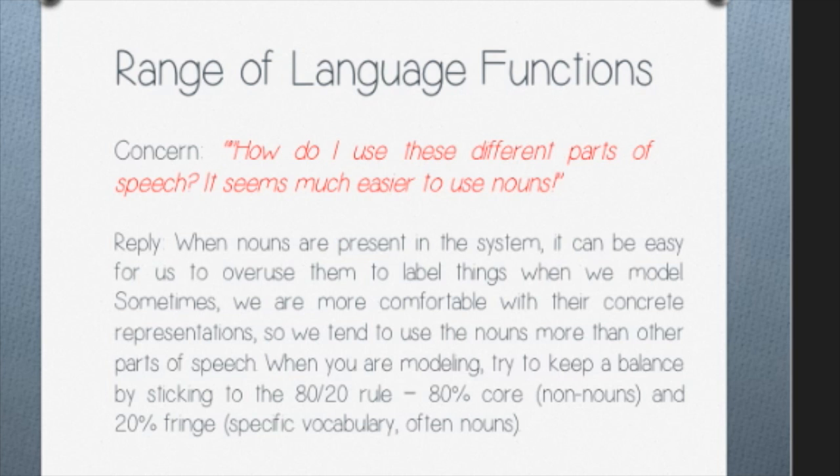So this is a continuation of that question about how we use the different parts of speech, and doesn't it seem easier to just use nouns as opposed to all of those different colors? One of the interesting dynamics that seems to occur is that when we have a lot of nouns in a system, so if I have a book that has lots and lots of things in it, it's easy to overuse them and to slip into that labeling kind of mode.